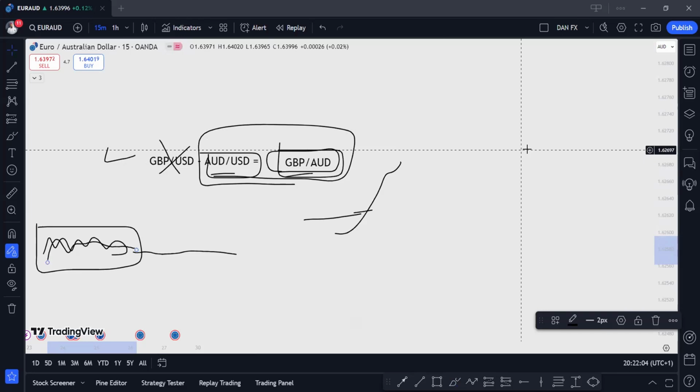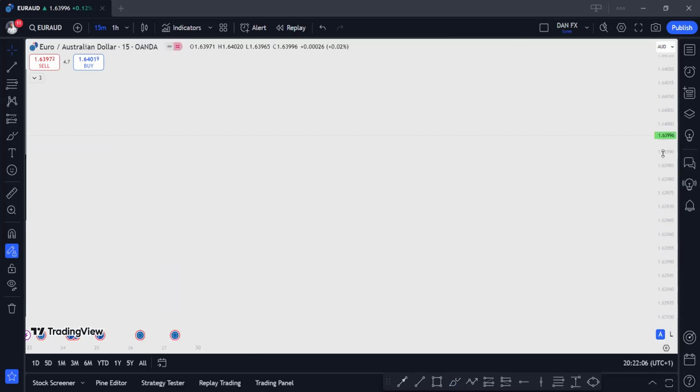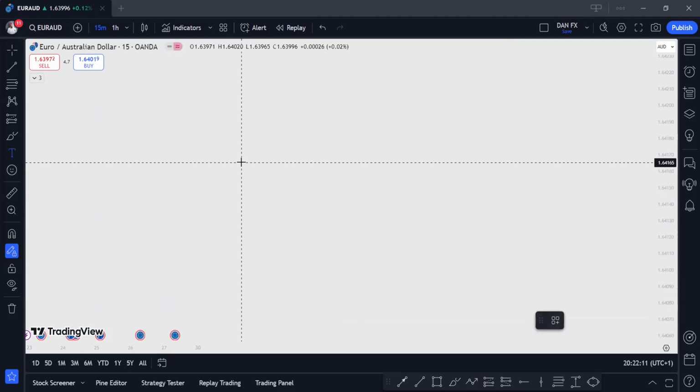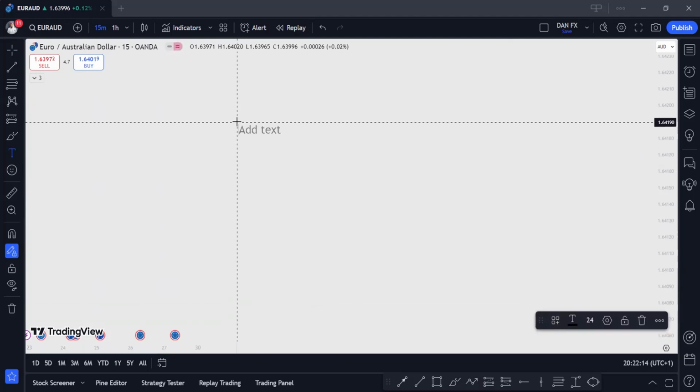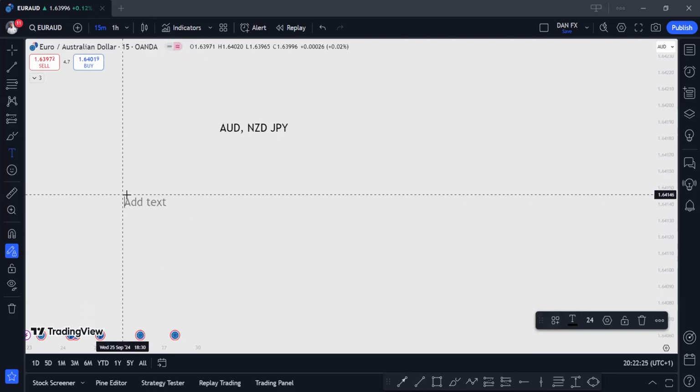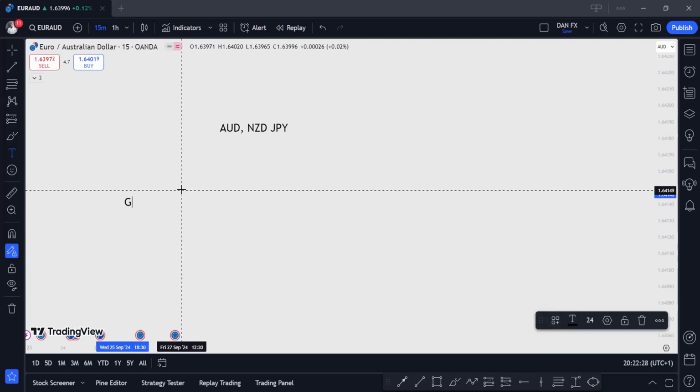Now, to dive deep into how to trade the Asian session, you have to look at the currency pairs that move during Asian session. The currencies that move during Asian session are AUD, NZD, and JPY. So if you're going to trade Asian session, you have to trade currency pairs like GBP/AUD, GBP/NZD, GBP/JPY, and then the euros too.